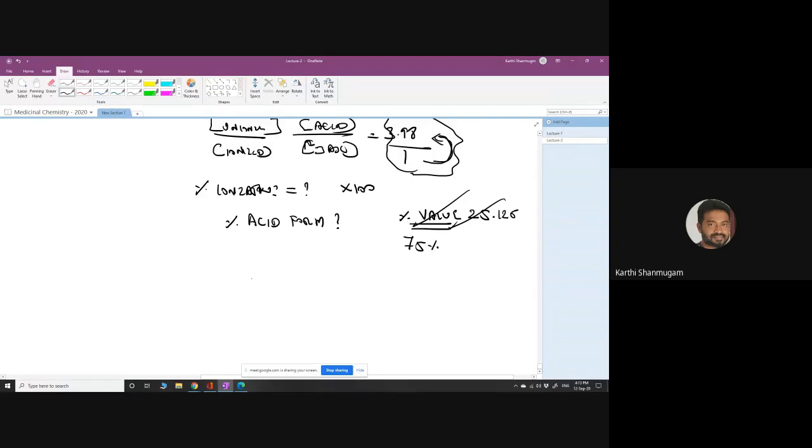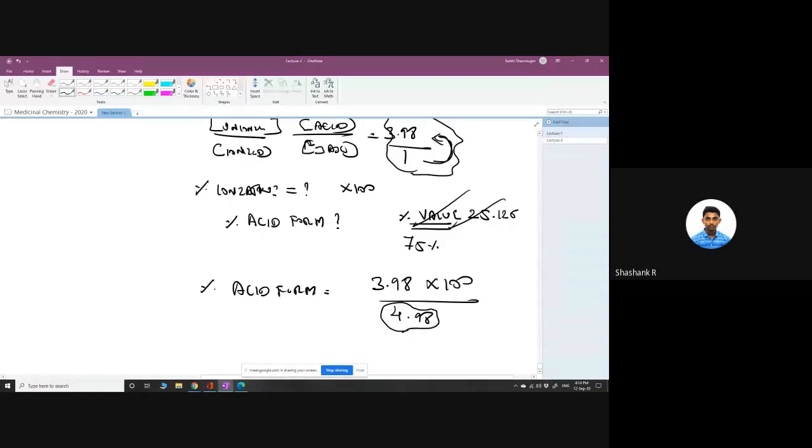If I write like this, you tell me your understanding. Percentage of acid form is equal to 3.98 into 100, divided by 4.98. I felt it has to be changed, so you have to rework on that, but otherwise I'm happy. So what is this 4.98?